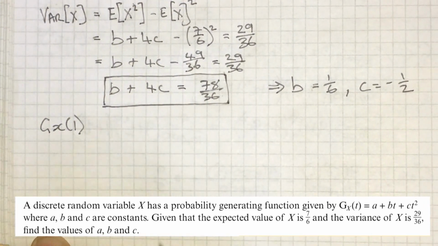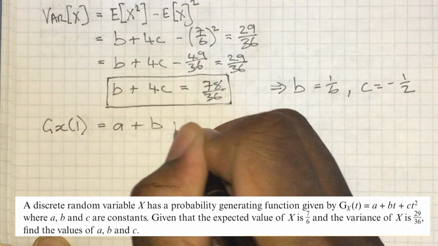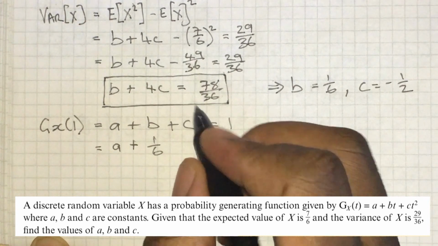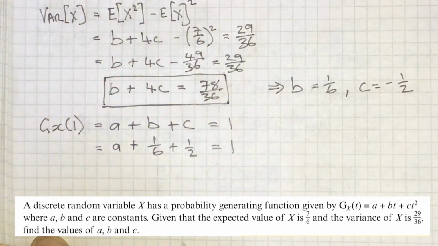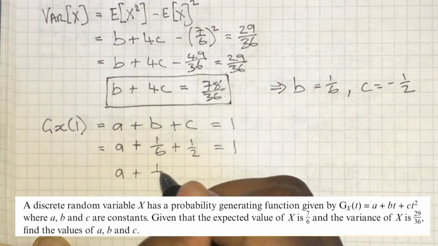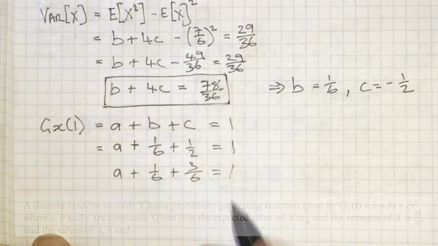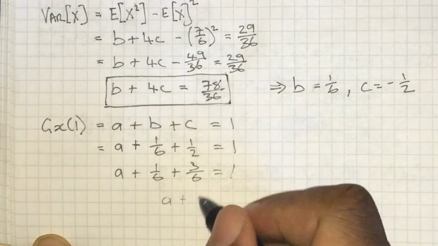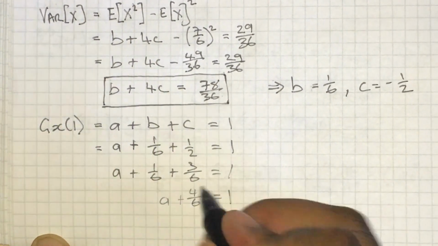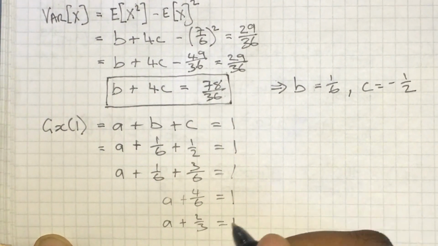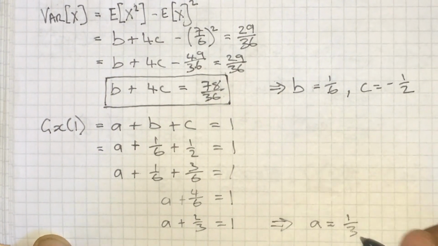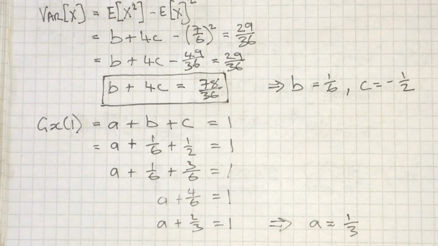Alright, so all that's left now is to find a, and I'm going to go back to the original probability generating function, and we know that in this case G_X of 1 should equal 1. So substituting in my b and my c, without even using the calculator, this should be some simple arithmetic. A sixth plus a half is 2/3, so a must be 1/3. And there we have it. We found a, b and c. a is 1/3, b is a sixth, and c is negative a half.